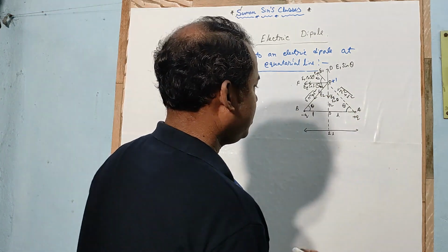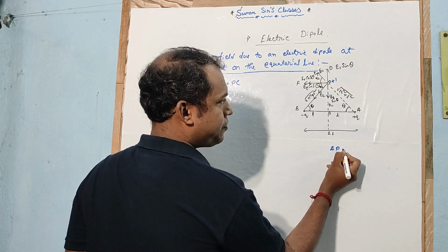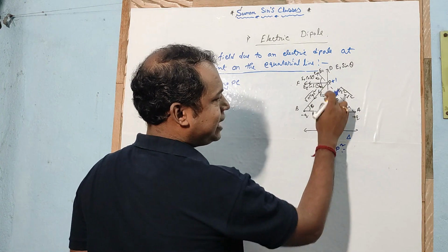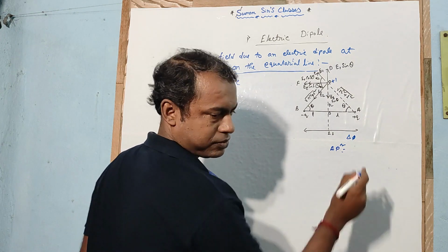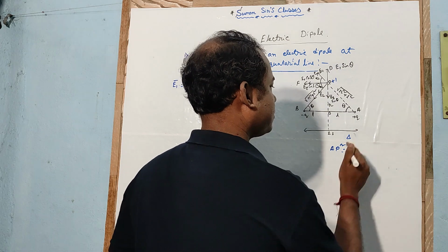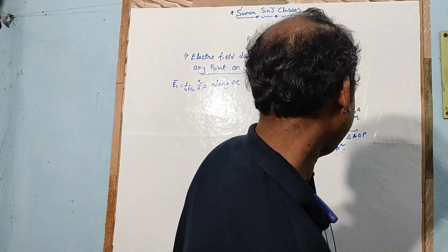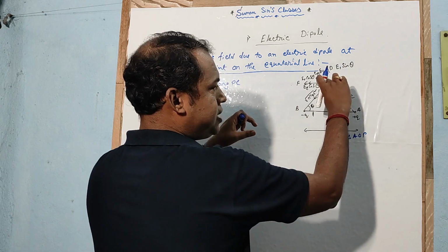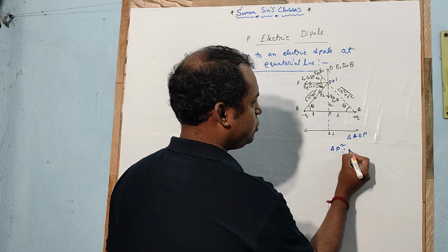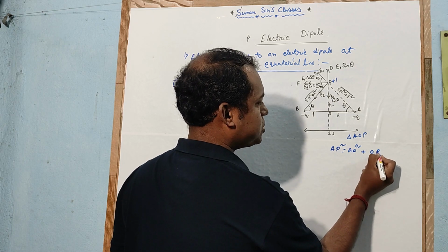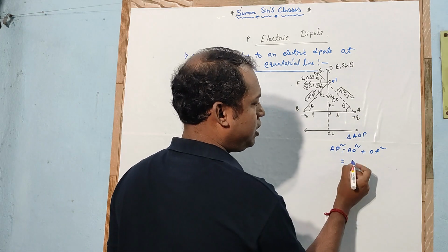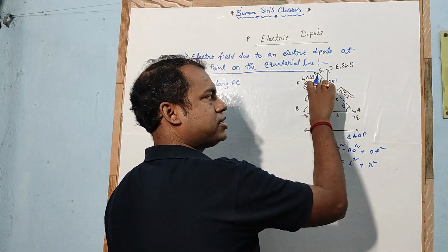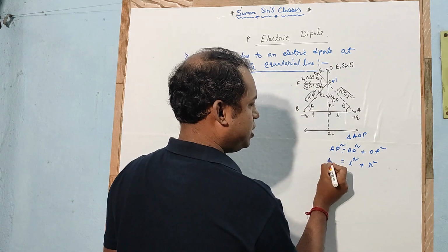So what is the distance AP? According to the Pythagoras theorem, AP from the triangle AOP. From the triangle, hypotenuse square equals length square plus breadth square. So AP square equals AO square plus OP square. What is AO? AO is small l, so l square. And what is OP? This one is r, so r square. So we write l square plus r square, that equals AP square.